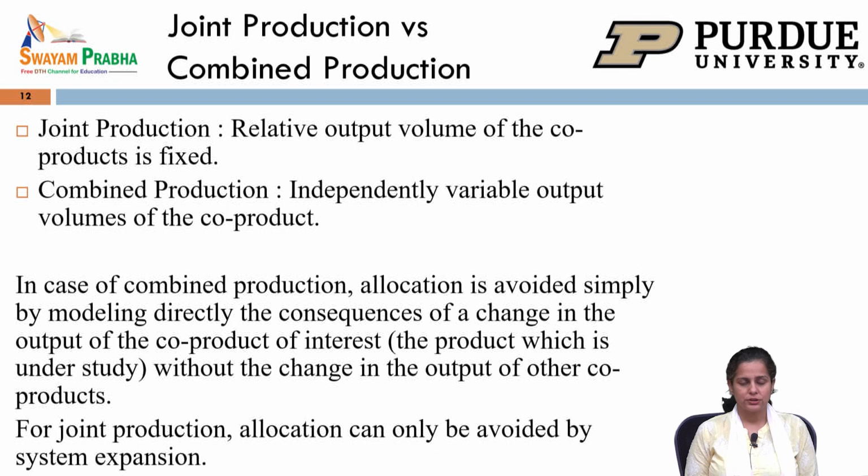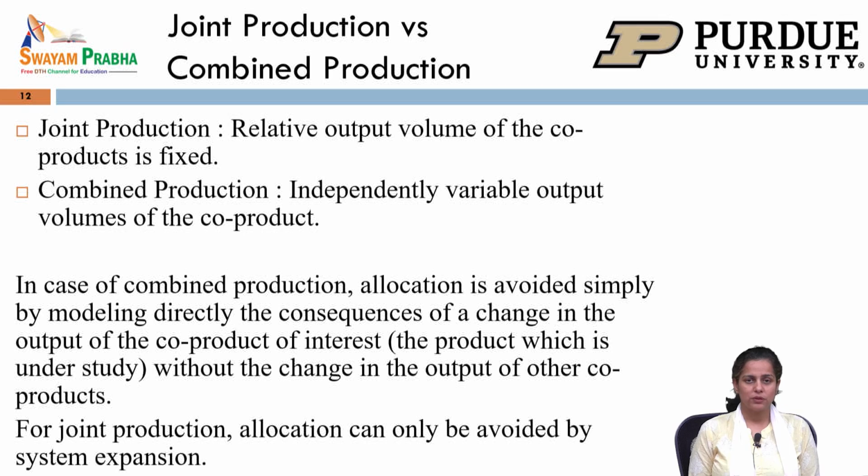First, let us go through the definition of joint production versus combined production. Joint production is when the relative output volume of the co-products is fixed. If we have a process where 2 different products are being made, we cannot change the scale of the process without changing one of the products. So, the relative output volume is fixed. This is mainly the case when we have a stoichiometry-based relation between 2 products. Combined production is when we can independently vary the output of 2 different products. This could be where we have parallel assembly lines or where we can have subsystems separated.